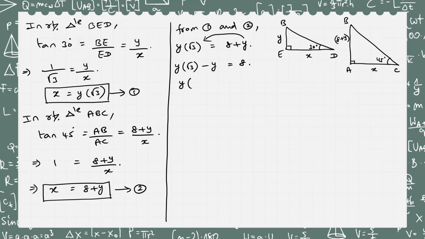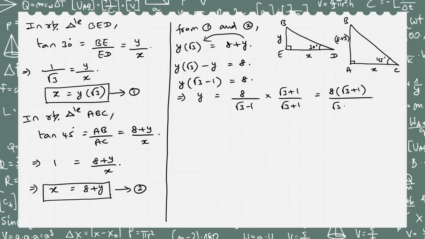We can take y common from both of them. So we get y times root 3 minus 1 equals 8, right? Let us take root 3 minus 1 to the other side. It will go to the denominator, right? So we will get y equals 8 by root 3 minus 1. But we have to rationalize this, right? So when we rationalize, we have to multiply by root 3 plus 1, both in the numerator and denominator. So we will get 8 into root 3 plus 1 divided by root 3 minus 1 into root 3 plus 1.